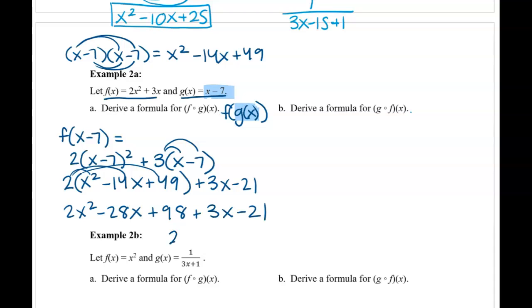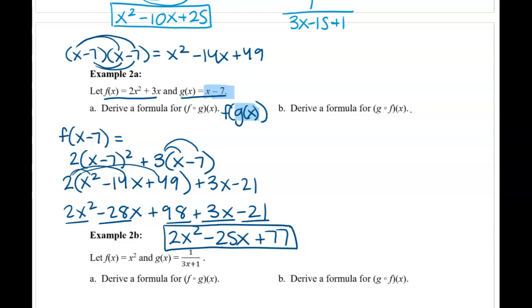Almost there. 2x squared, negative 28x plus 3x, negative 25x, 98 minus 21, positive 77. So if we wanted to know, for example, what f of g of negative 3 was, you would just put negative 3 in for x. If you wanted to know f of g of 85 and a half, because you really want to know, you'd put in 85 and a half for x. That's how the formula would work.